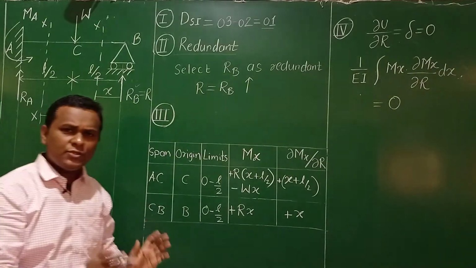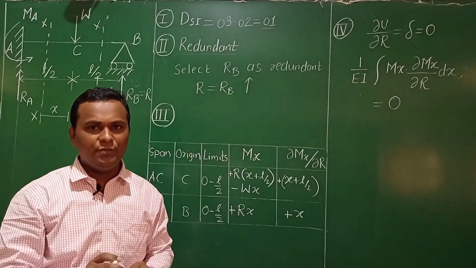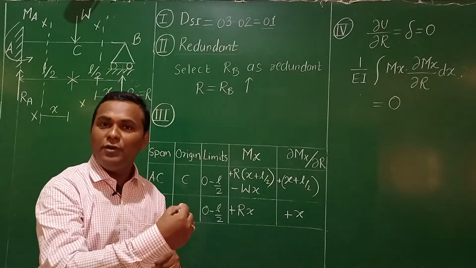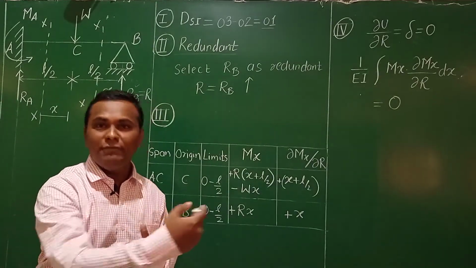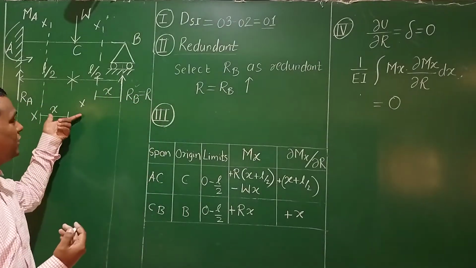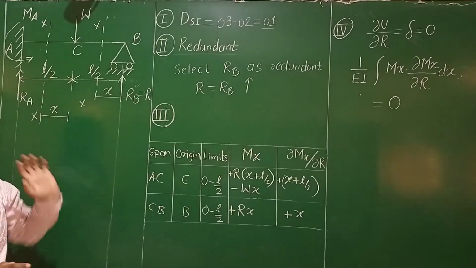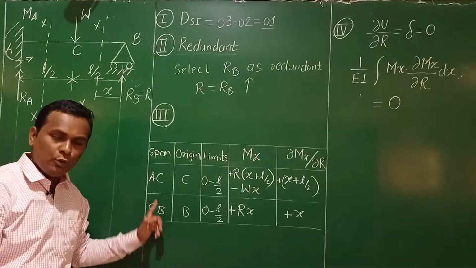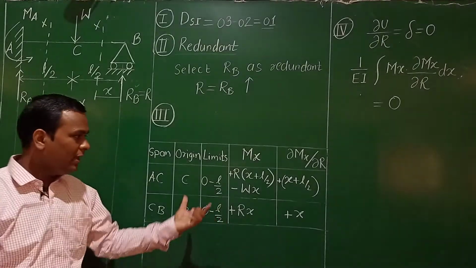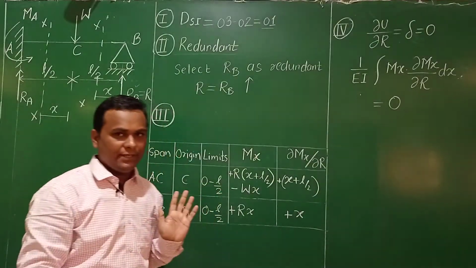Instead of this, for example, if this cantilever beam is subjected to a uniformly distributed load, in this case what will happen? The change in load will not be there, meaning the loading will be uniform in that case. If the loading is uniform, in that case only you need to consider one span. But here there is a change in loading at point C, hence we have selected two spans separately, their origin separately, their limits separately, and their equations of Mx and dMx by dR separately.